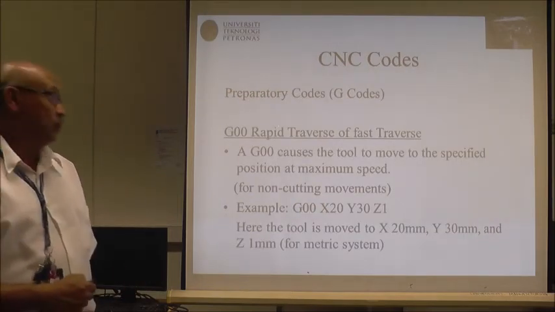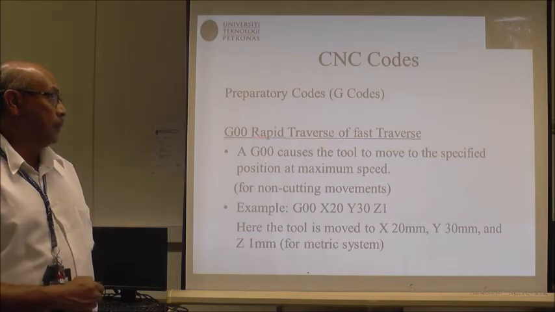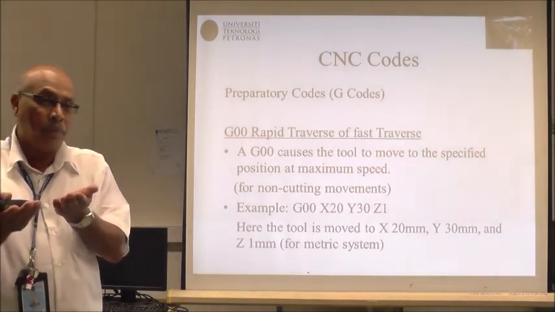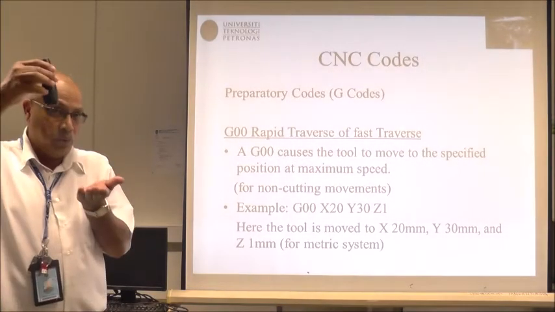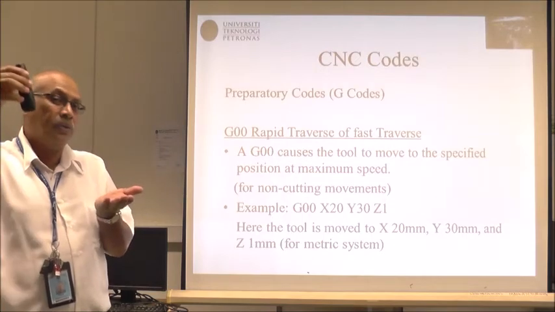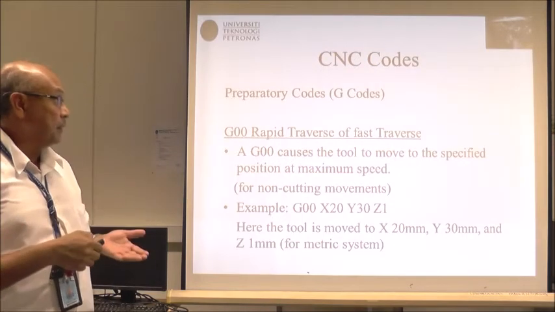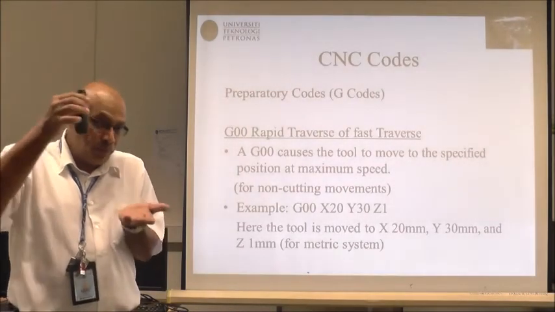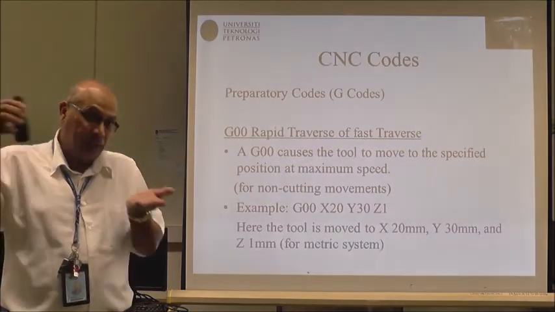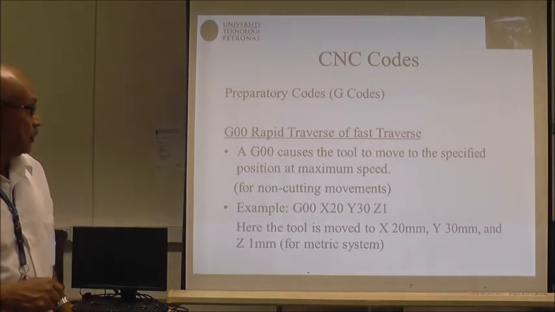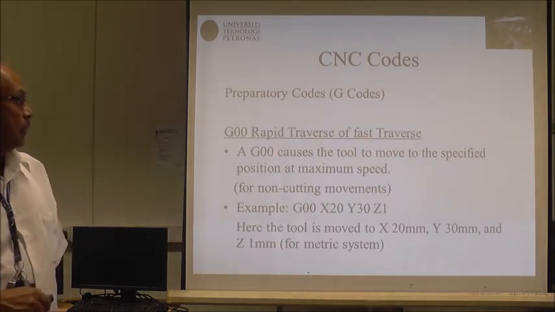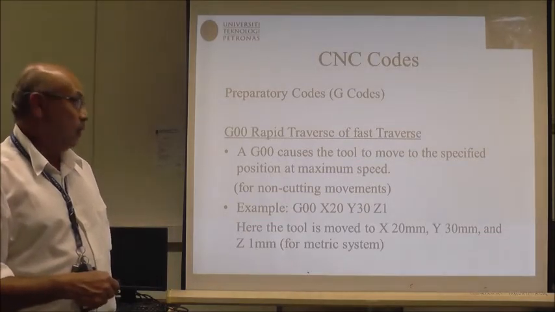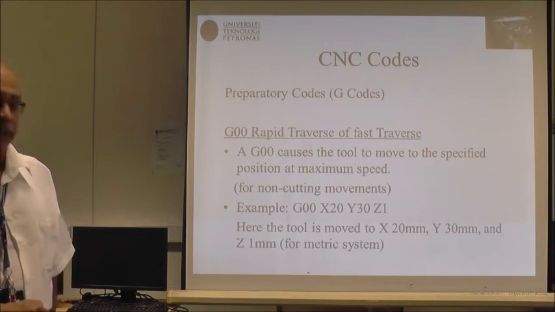So first we introduce you to the code G00, which is for rapid traverse or fast traverse, meaning the machine will move from one point to another point very fast. So the tool will move very fast from location number 1 to location number 2. And rapid traverse is only meant for moving without cutting, meaning it's moving above the workpiece but not cutting. So we need to move very fast. So G00 causes the move to the specified position at maximum speed, in the air or above the workpiece, for non-cutting movement. Remember that, for non-cutting movement.